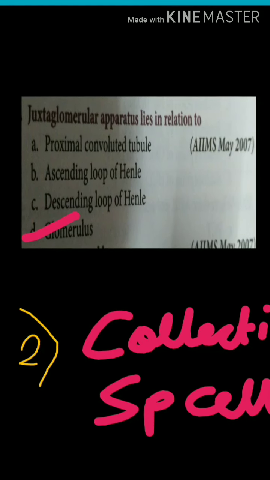Juxtaglomerular apparatus lies in relation to? So the juxtaglomerular apparatus is a collection of specialized cells which lie in close relation to the glomerulus. Yes.